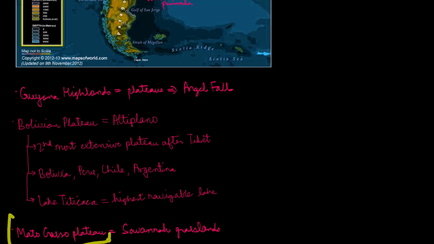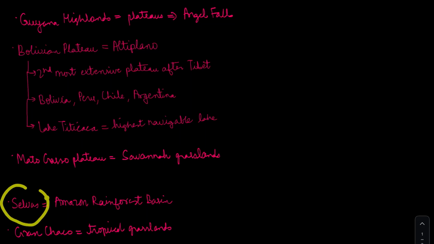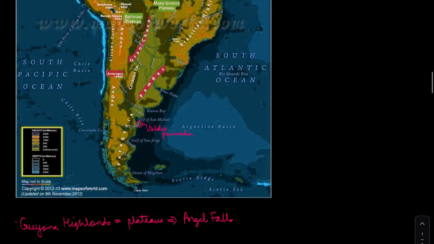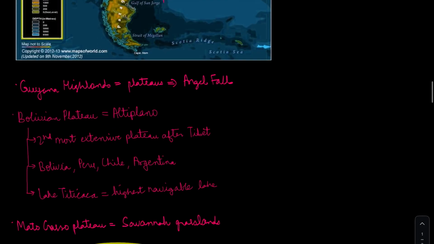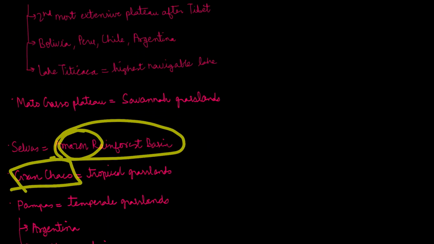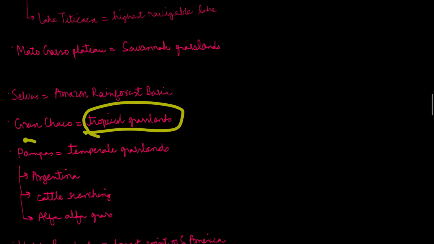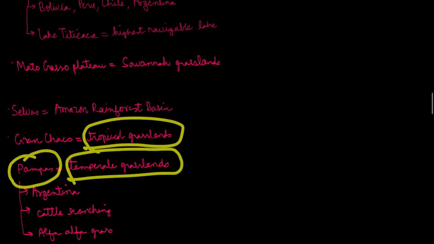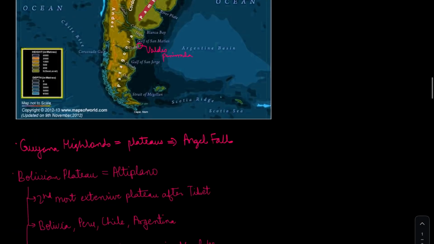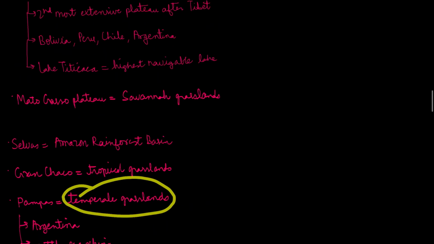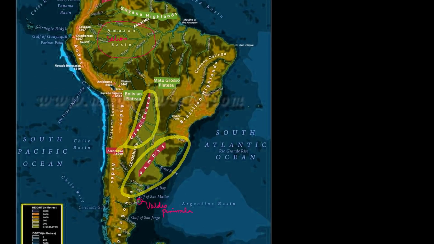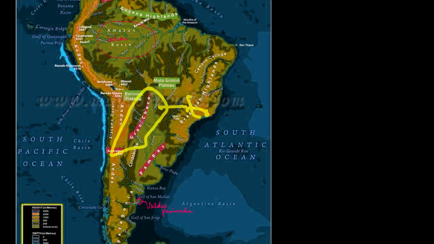Then coming to the Mato Grosso Plateau, this has savanna grasslands. The selvas are the Amazon rainforest basin. Then the Gran Chaco, these are tropical grasslands. Then the Pampas. Pampas are temperate grasslands. So South America has both tropical grasslands as well as temperate grasslands. The Pampas are the temperate ones, and the Gran Chaco are the tropical ones.